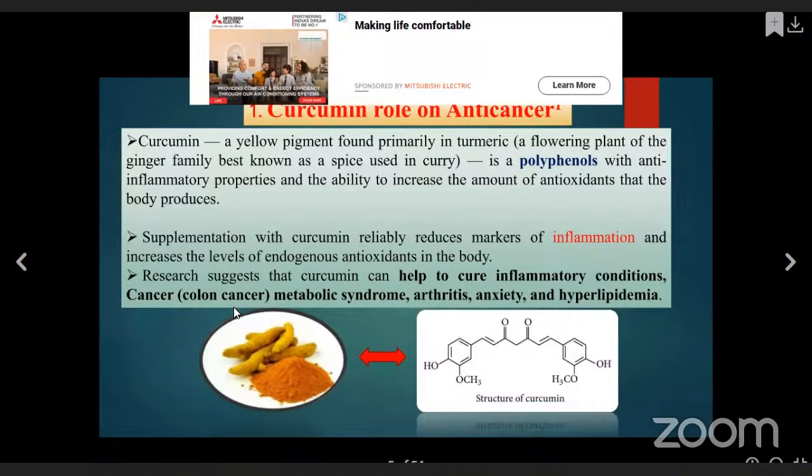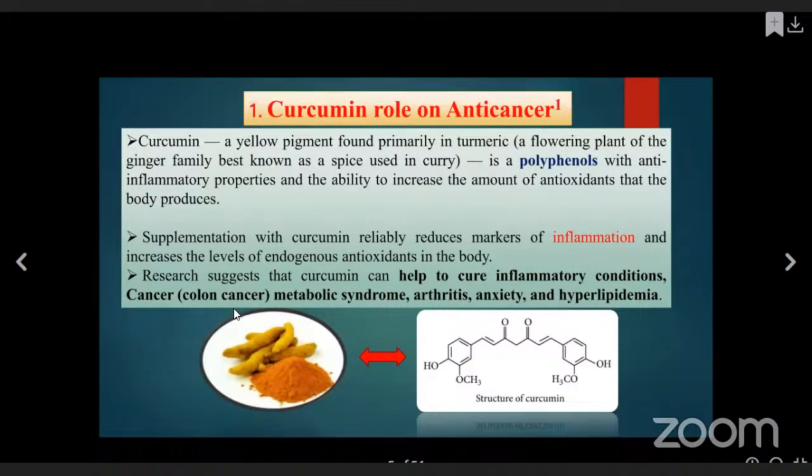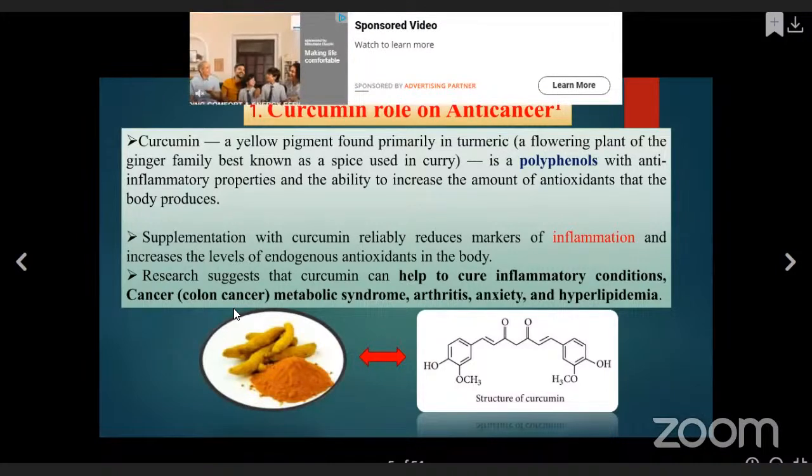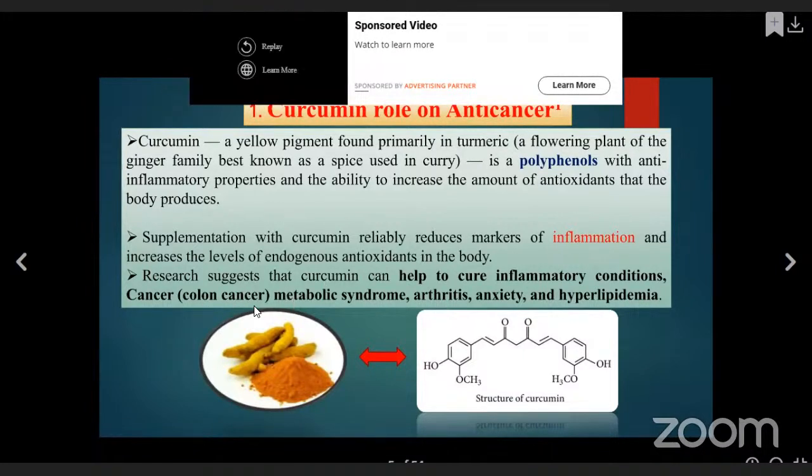Basically, colon cancer. There is the digestive system, with the small intestine and the large intestine, and after that it extends to the colon. Because of taking some bad food and all, that can lead to colon cancer. So curcumin can cure that colon cancer.